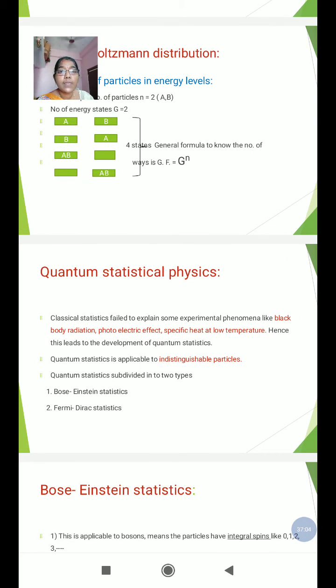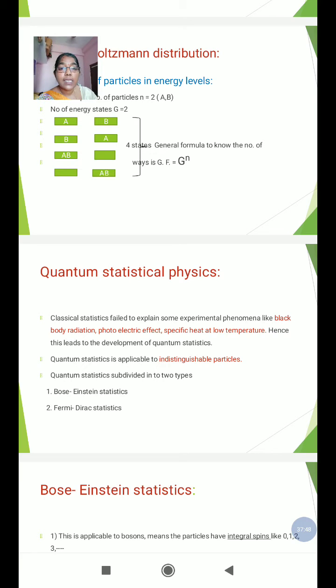Next, we have quantum statistical physics. I already told that classical statistics failed to explain some experimental phenomena such as black body radiation, photoelectric effect, and specific heat. I already told that these are quantum mechanical concepts. These are not explained by classical statistics. Hence, quantum statistics is introduced. Quantum statistics is applicable for indistinguishable and identical particles. And quantum statistics is subdivided into two types.